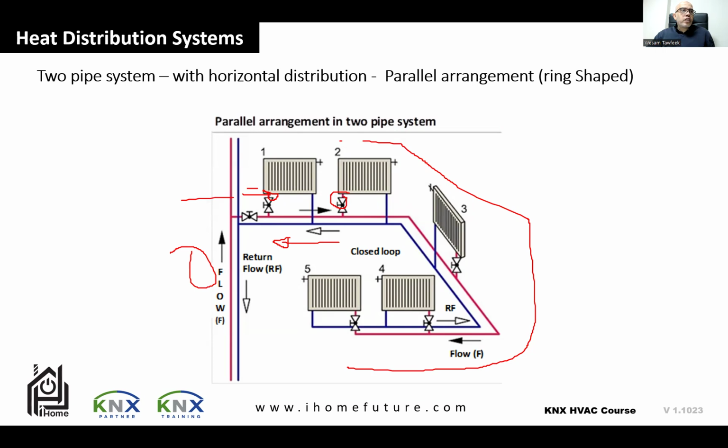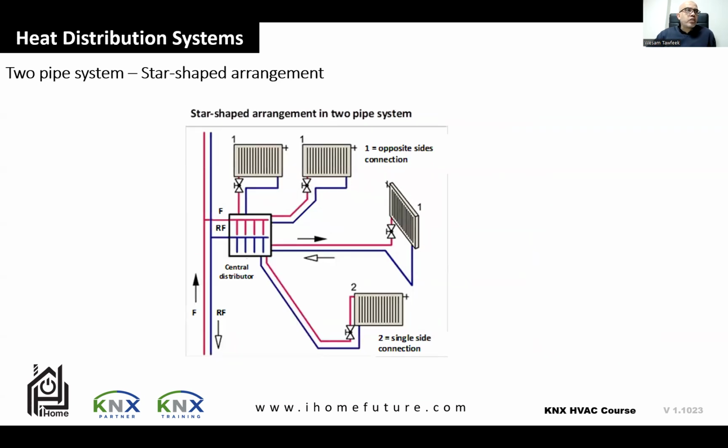Then another variation of this one is the parallel arrangement, or a ring-shaped one, where they are connected in series. And then another variation is the star-shaped one, where they are connected in parallel. You can see from here that you have a complete flow and return system, here and here as well. So this is a star-shaped one. From here it looks more efficient, but of course it's more expensive, because you have more pipes.